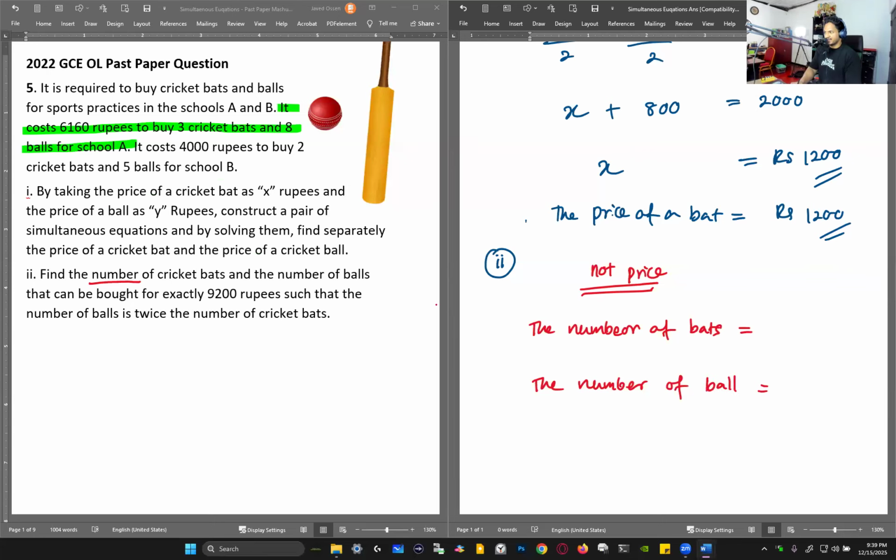So tell me this, Miss Fatima. Read the question carefully. Number of cricket bats. The number of balls is twice the number of cricket bats. I'll highlight this.